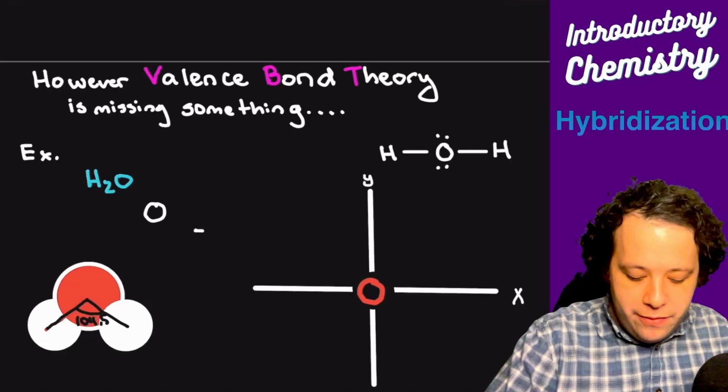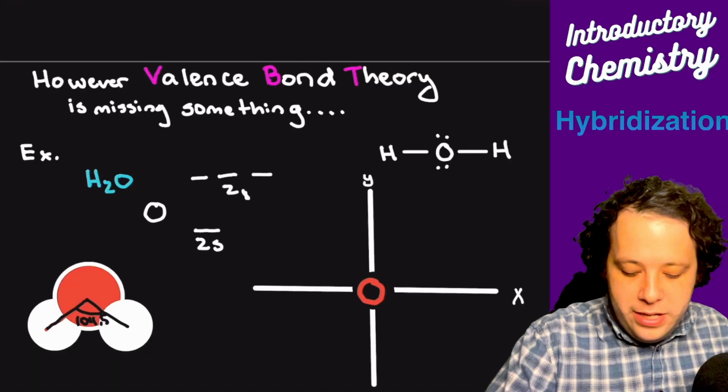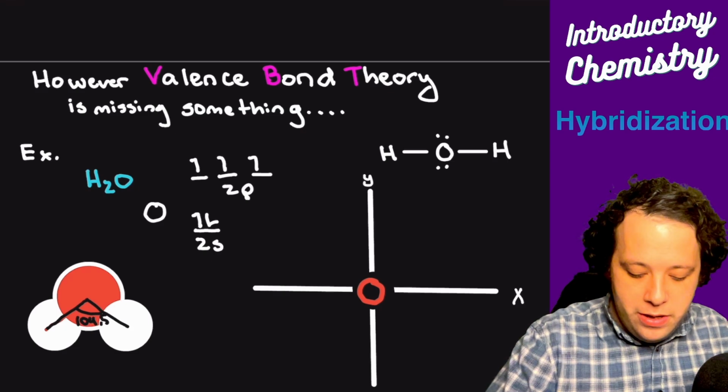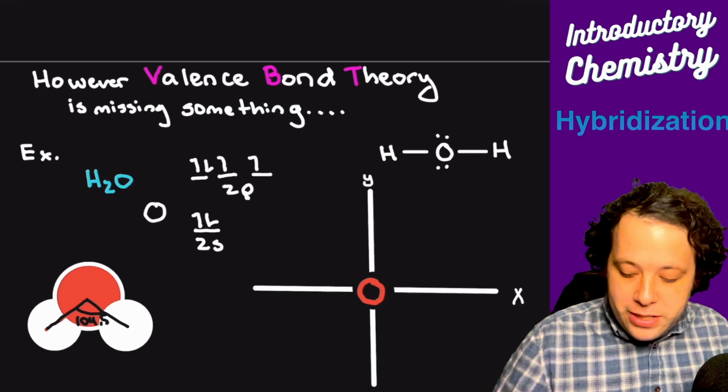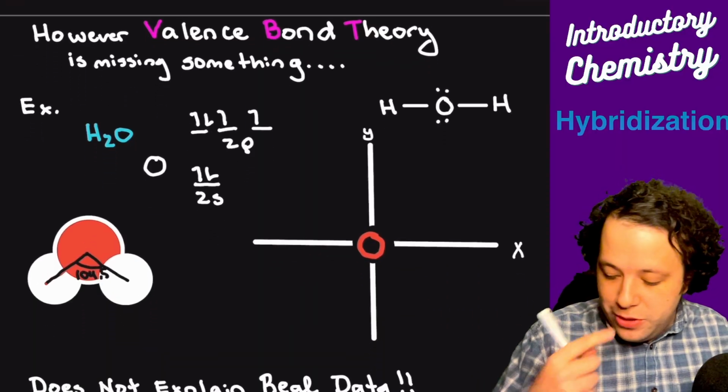Okay, so if we look at the valence levels, right? So we look at 2s and then we look at 2p. We know that it has 6 valence electrons. So we got 1, 2, 3, 4, 5, 6. So we can make 2 bonds. Fantastic. That's exactly what we want. So we're going to be combining with those 2 hydrogens.